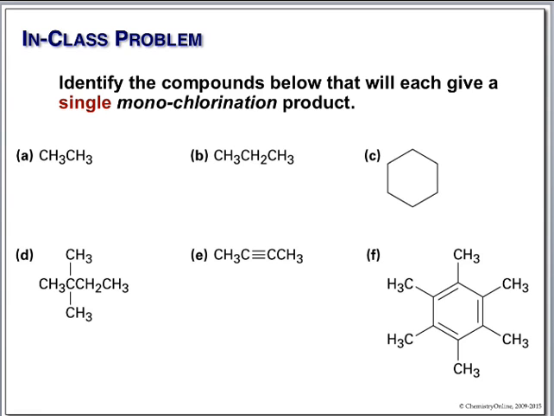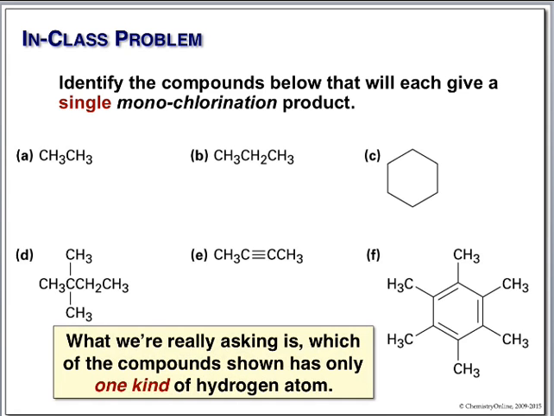Now, what we're really asking here, which of these compounds only has one kind of hydrogen atom? Look at it that way, look at the assortment, and just do something to each of the ones that you think only have one kind of hydrogen and would therefore give one product.